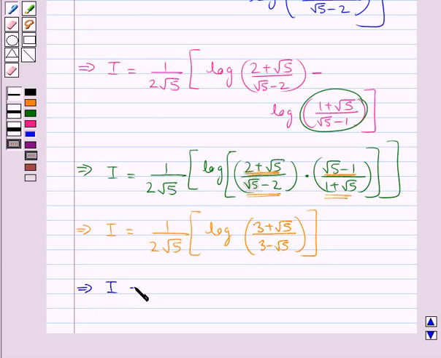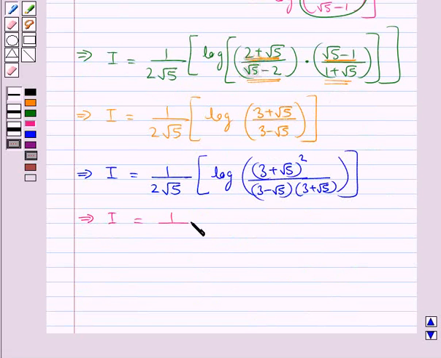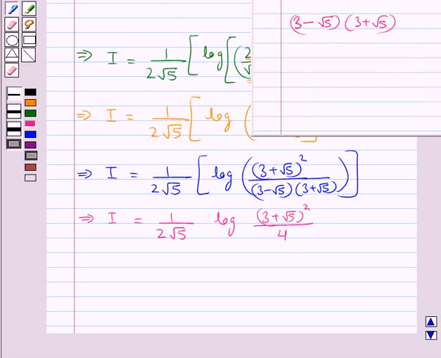So this gives us I equal to 1 upon 2 root 5 into log 3 plus root 5 whole square upon 3 minus root 5 into 3 plus root 5. That is, here we multiply the numerator and denominator by 3 plus root 5. From here we get I equal to 1 upon 2 root 5 log 3 plus root 5 whole square upon 4. That is, 3 minus root 5 whole multiplied by 3 plus root 5 is equal to 9 plus 3 root 5 minus 3 root 5 minus 5, which is equal to 9 minus 5, 4. So we have got this 4 here.